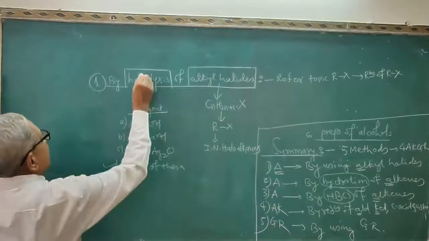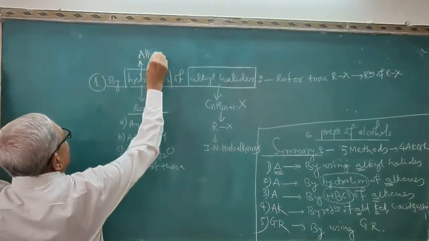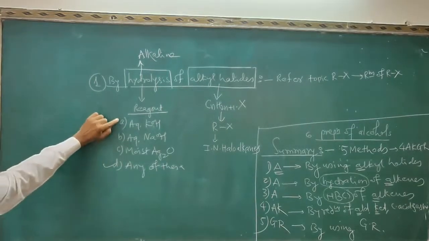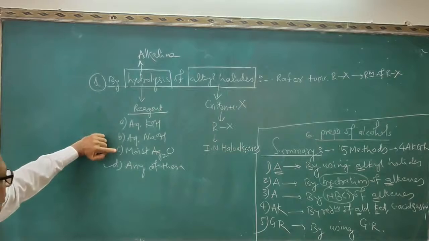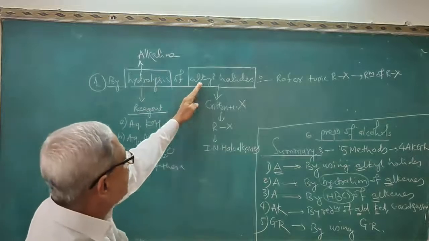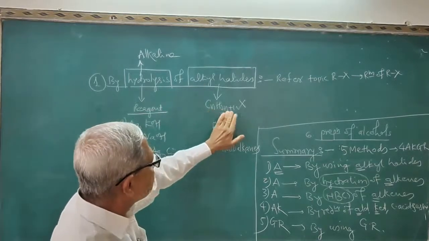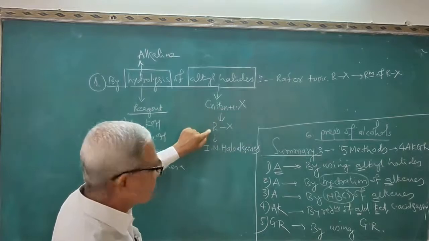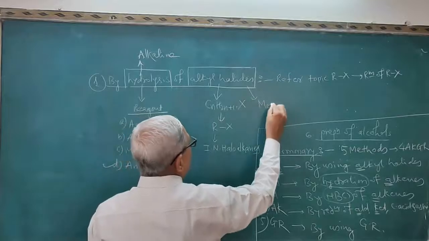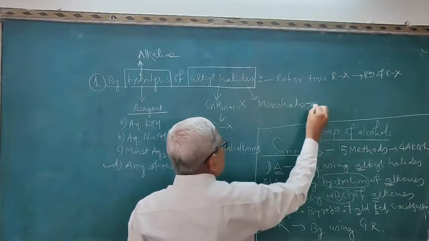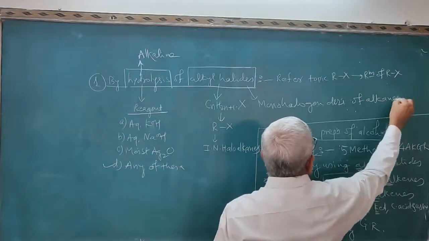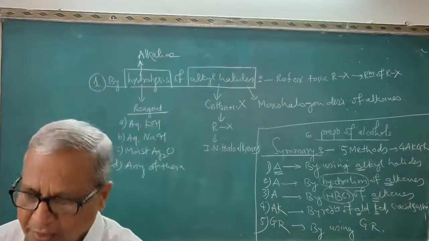Hydrolysis, particularly, is alkaline hydrolysis. The reagent used can be either aqueous KOH, aqueous NaOH, moist silver oxide, or any of these. Second question on alkyl halides: alkyl halides have the general molecular formula CnH2n+1X. These are generally represented as RX. The IUPAC name is haloalkanes. Alkyl halides are monohalogen derivatives of alkanes.